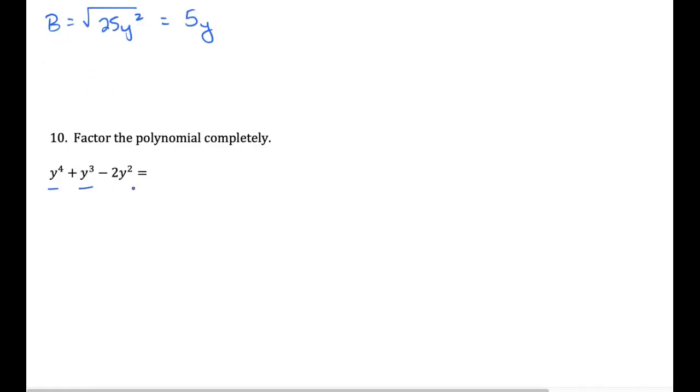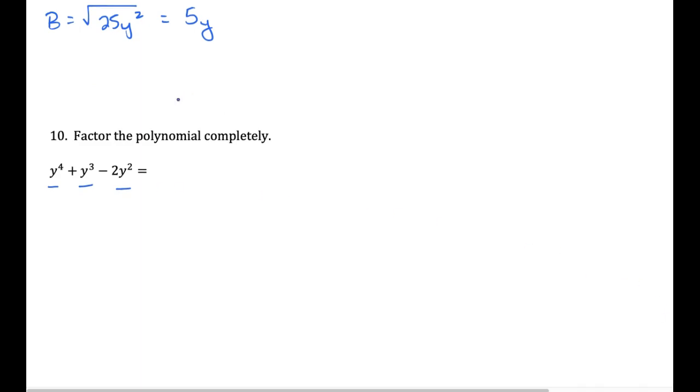The last question asks us to factor the polynomial completely. So again, when I have a polynomial and I'm factoring it, the first thing you should do is look for the greatest common factor. So I see here that y to the fourth, y to the third, and 2y squared all have some y's in them. So I'm going to see what the highest exponent I can pull out of each one of these is, and I see that I can get y squared to come out of each one.